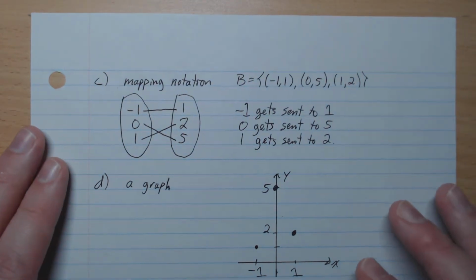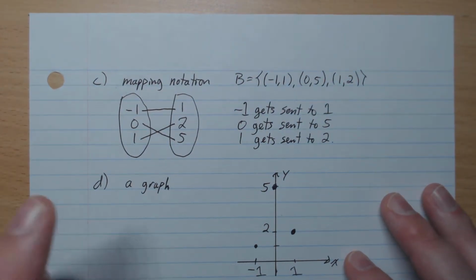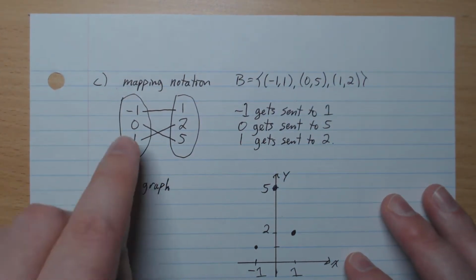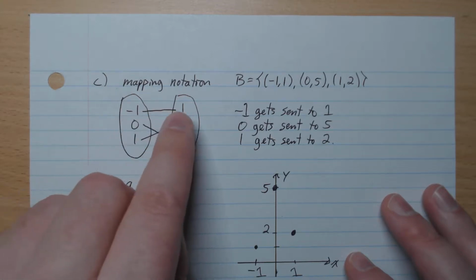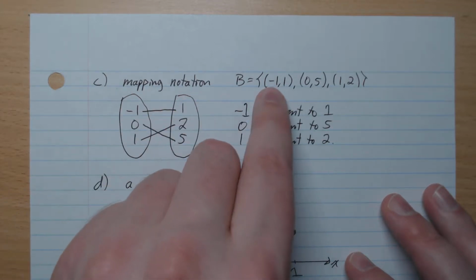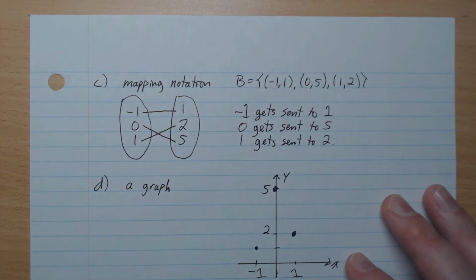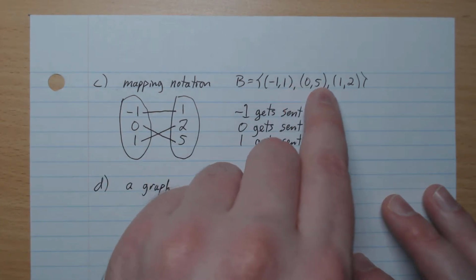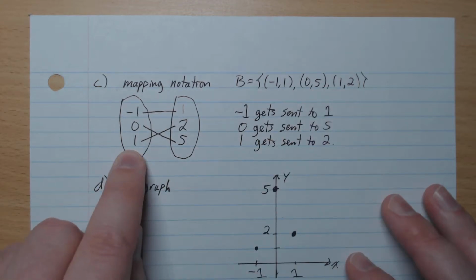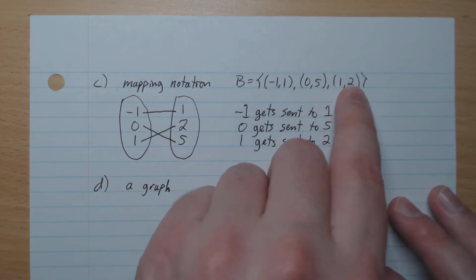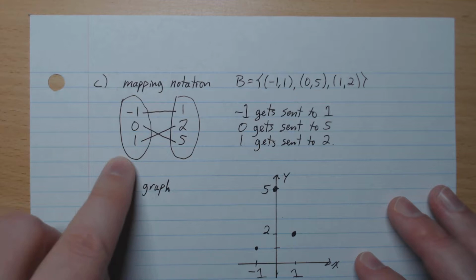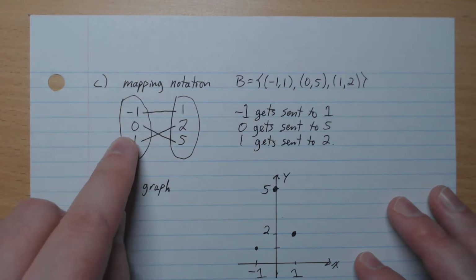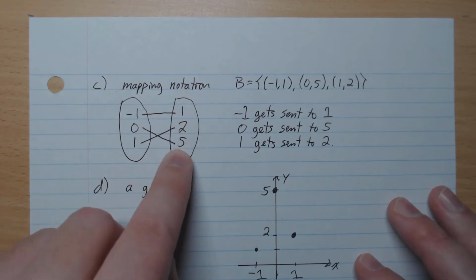We can also use what's called mapping notation. And so this is tricky. We want to pay attention here. -1 is being sent to 1, like that. 0 being sent to 5. And 1 being sent to 2. And so the domain here is being sent to the range that we have here.